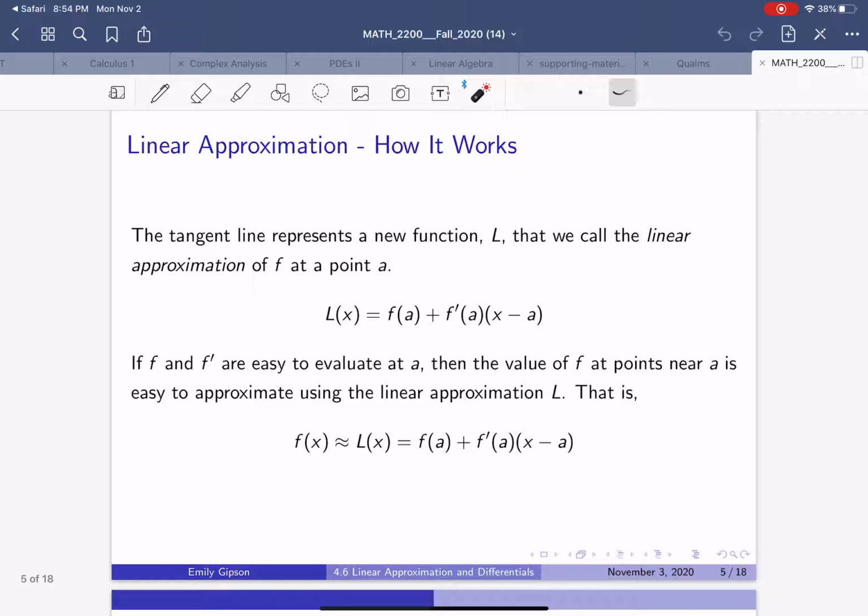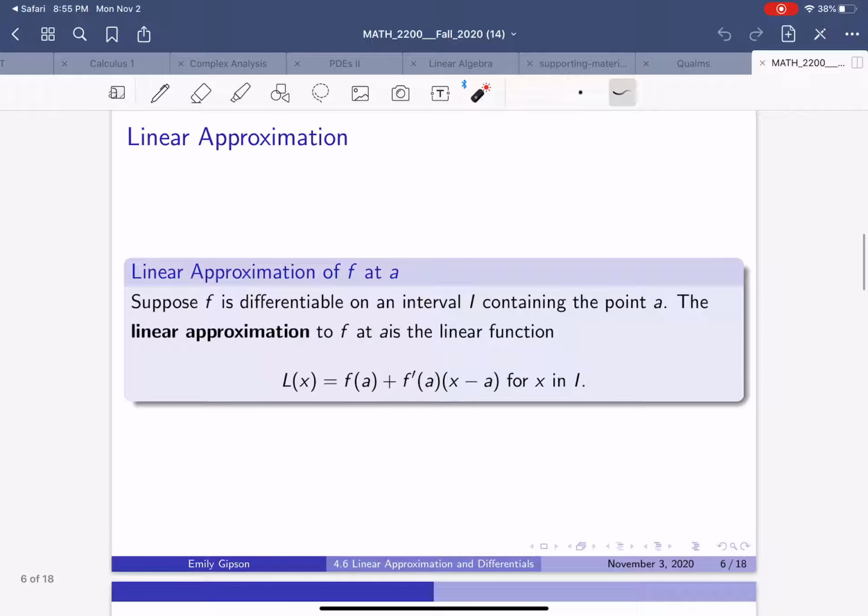The tangent line represents a new function, we'll call it L, and we'll call this the linear approximation of f at a point A. So we just replace y with L in this case. L equals f(A) plus f prime of A times x minus A. If f and f prime are easy to evaluate at A, then the value of f at points near A is easy to approximate using the linear approximation L. That is, f(x) is approximately L(x), where L(x) equals f(A) plus f prime of A times x minus A. And I'll show you using an example, and it'll make a lot more sense then.